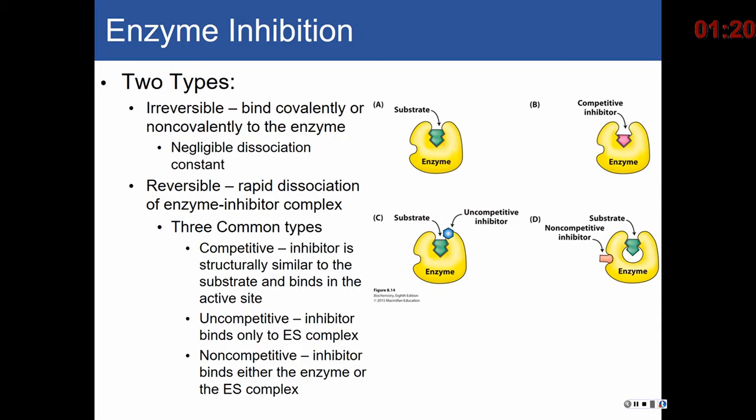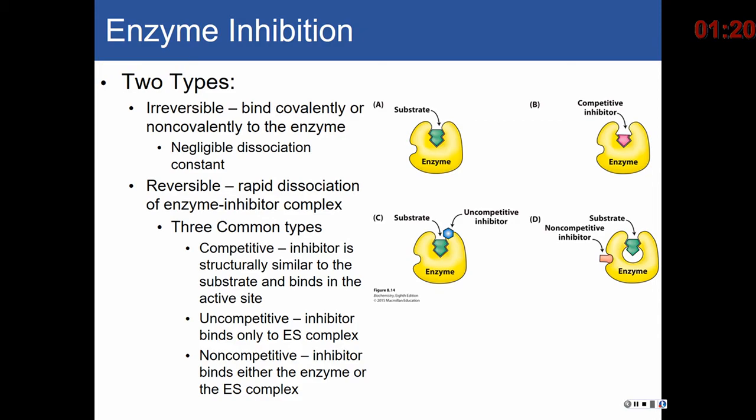And then you've got non-competitive, where the inhibitor binds either the enzyme or the substrate-enzyme complex. So it can bind either one, which means that it doesn't really matter if it's binding before the substrate or after the substrate. And then the one that's not shown up here is mixed, and we'll talk about what mixed means. And really it just means that there's a characteristic of competitive and non-competitive.